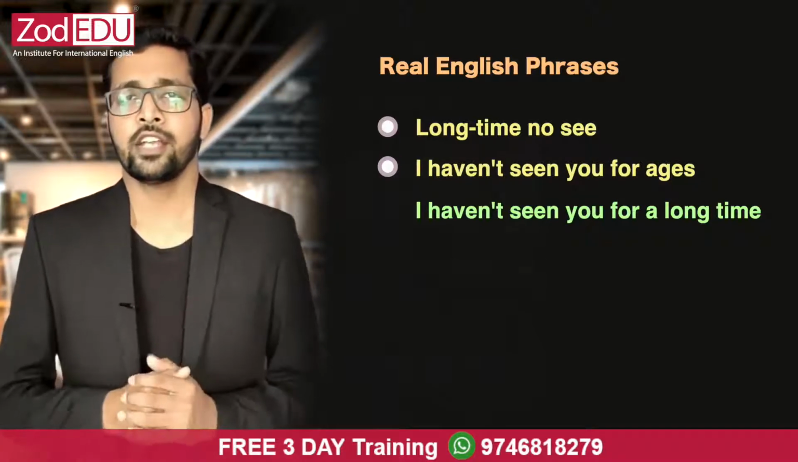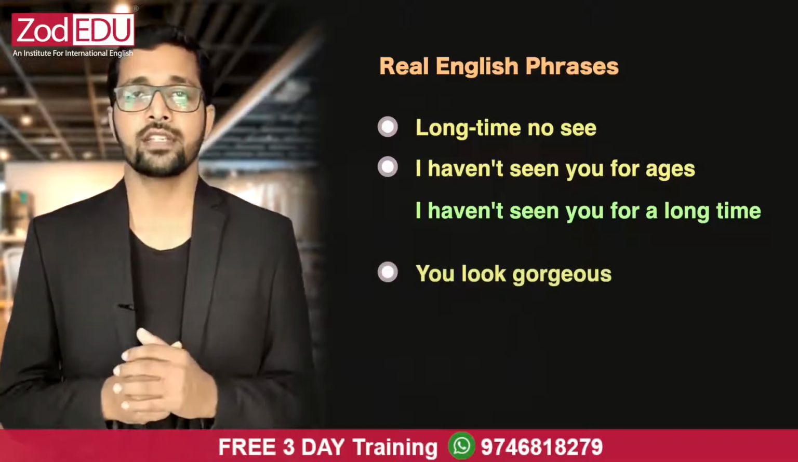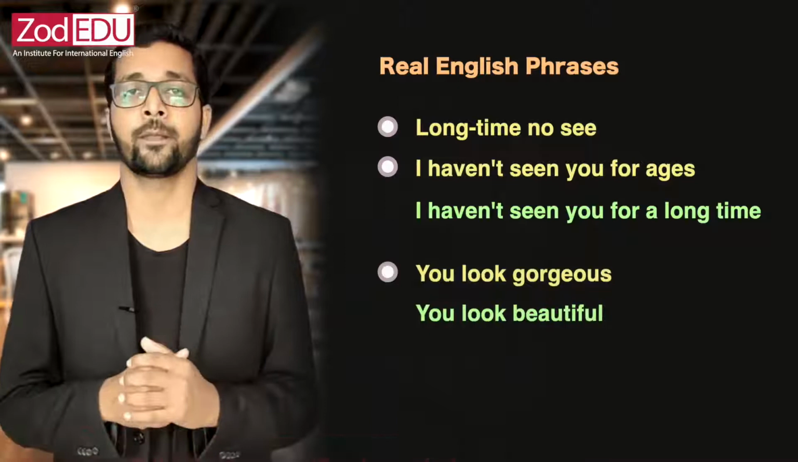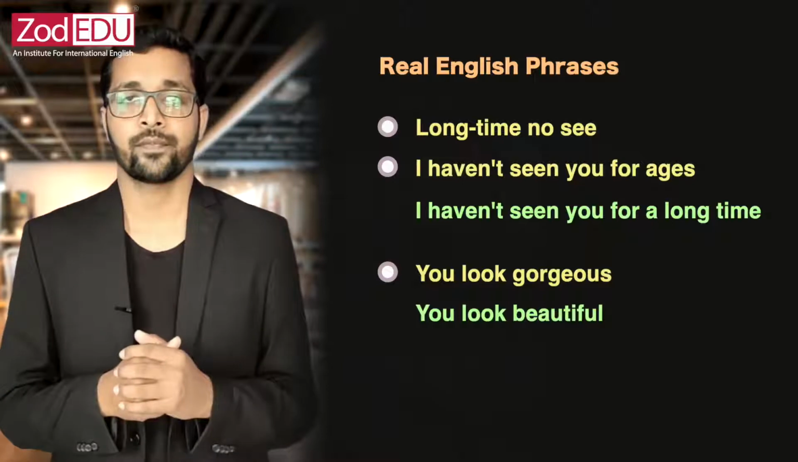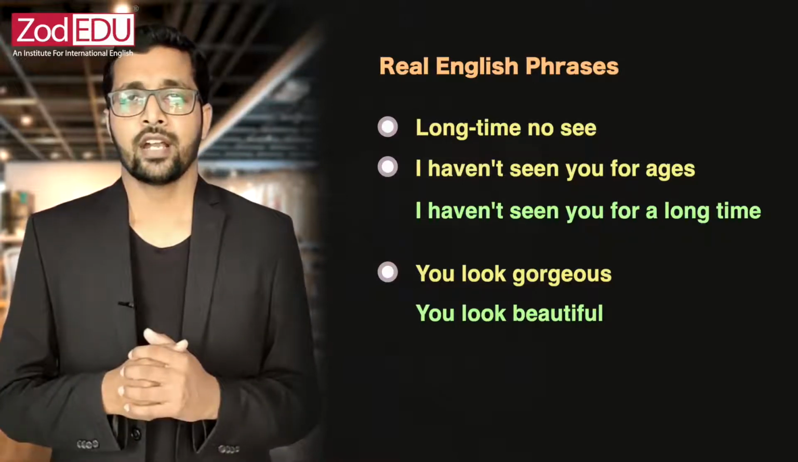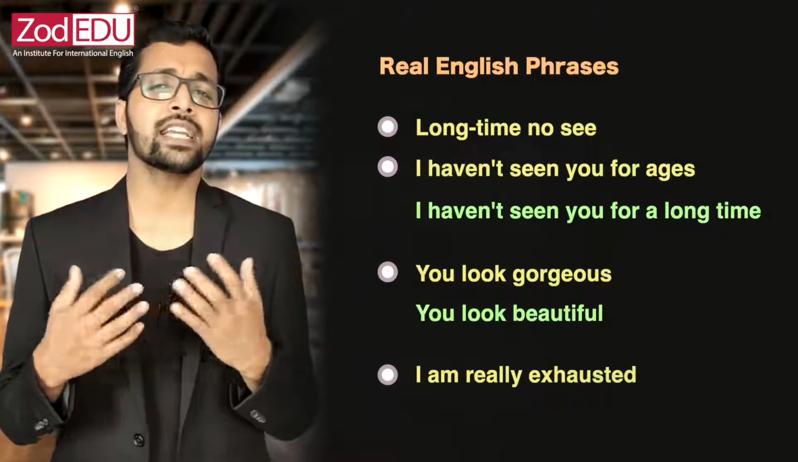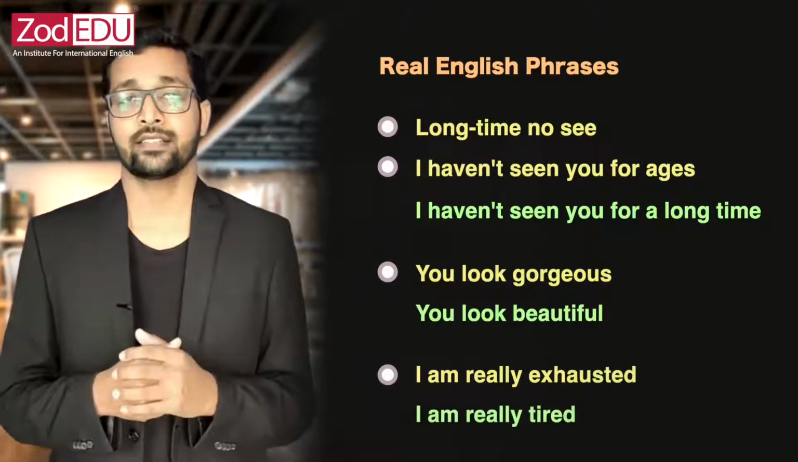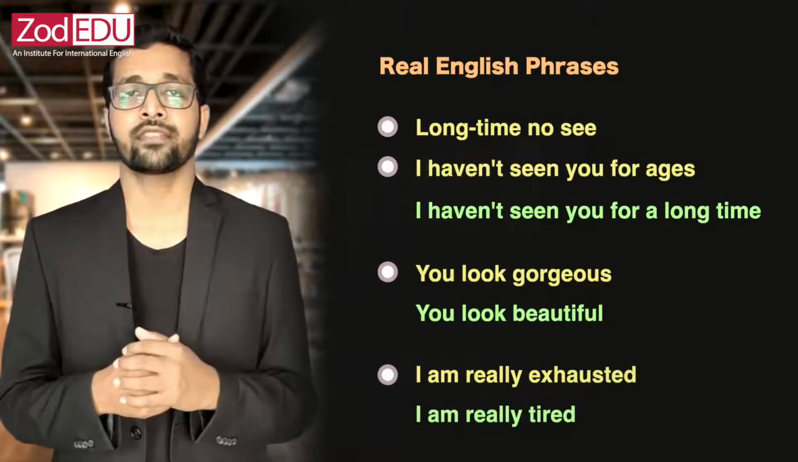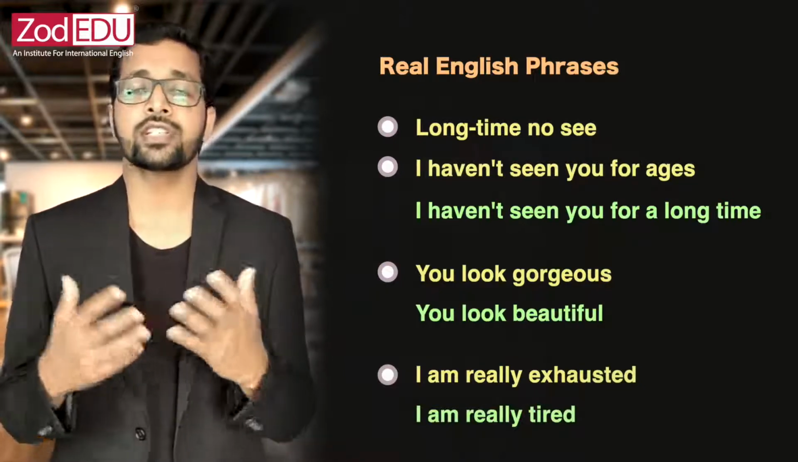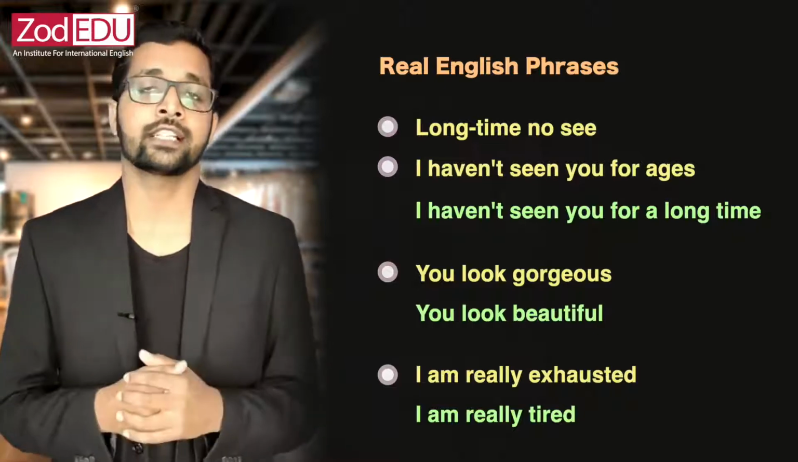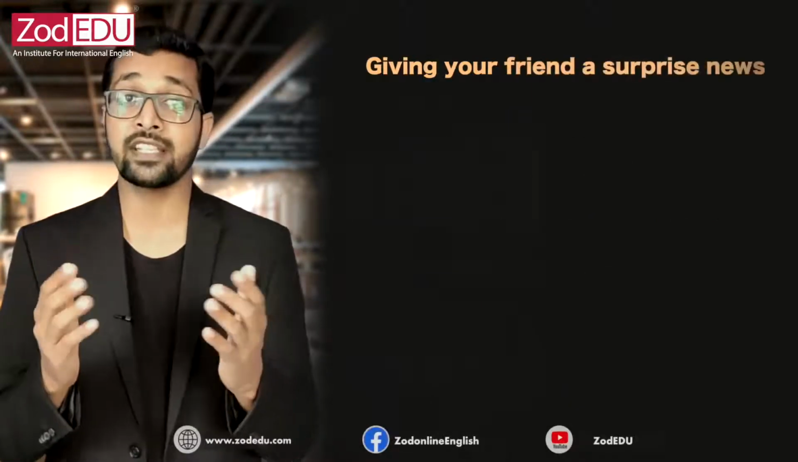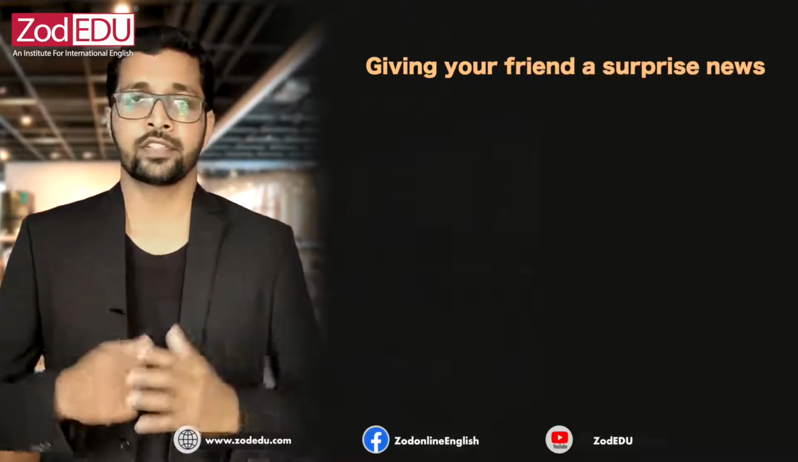Next, you look gorgeous. Gorgeous means you look beautiful. So we can use gorgeous as a synonym of beautiful. Next, I'm really exhausted. I'm really exhausted means I'm really tired. And tired is a synonym for exhausted. But gorgeous and exhausted are very common phrases that native speakers usually use in their day-to-day life situations. So let's look at some expressions that you can use if you want to give a surprise news to your friends. So look at the first one.